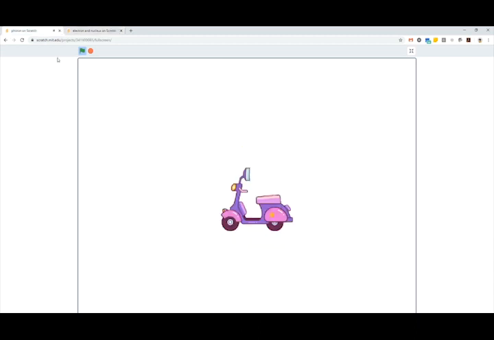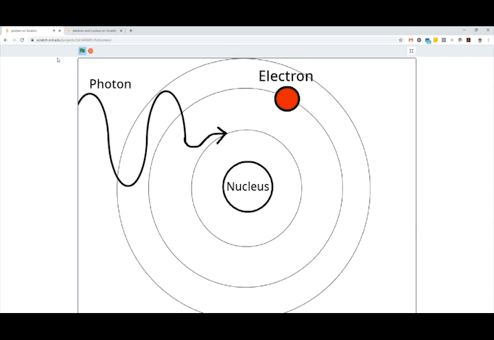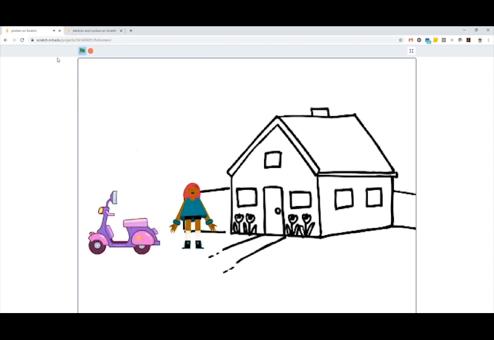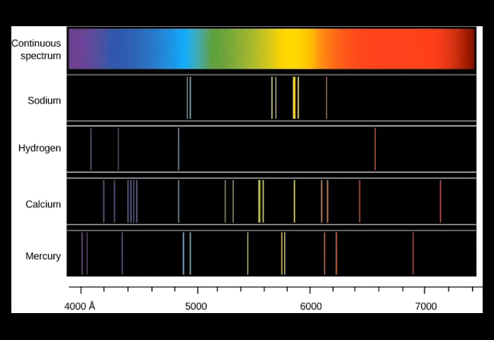Let's say a photon is like a scooter. When a kid gets a scooter, they can go farther from home, just like how an electron that absorbs a photon jumps up an energy level. When the kid gets tired, she can head back home and leave the scooter for other kids to play with, like how an electron jumping down energy levels emits a photon for other atoms to absorb. These emitted photons determine the frequency of light, most easily seen as color.